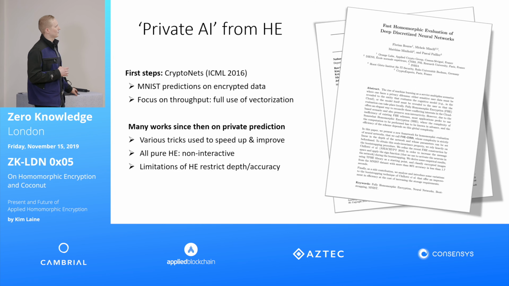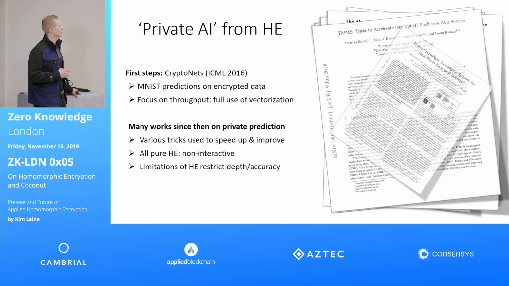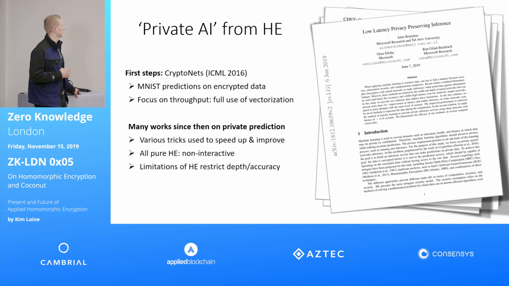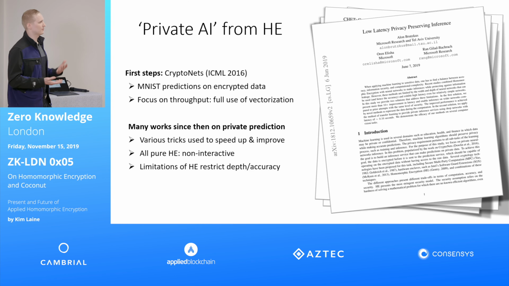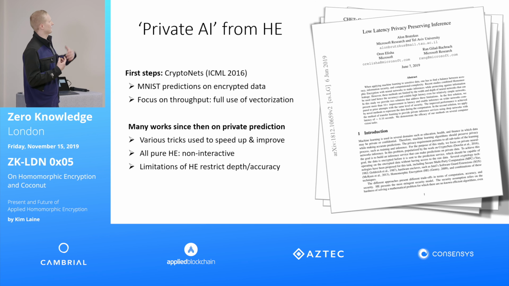There's been a ton of work since then, really all kinds of papers, good papers though, and all of these are about improving the speed, improving the performance, accuracy. All of these are purely homomorphic encryption, so they're totally non-interactive. What that means is that I take my input data, I store it in a cloud service, and the cloud service can at a later point predict on those. They get encrypted results which they can send back to me. They can update their neural network however they want. They don't need to deploy a new network to me or anything like that.